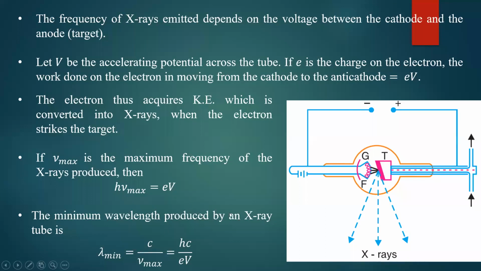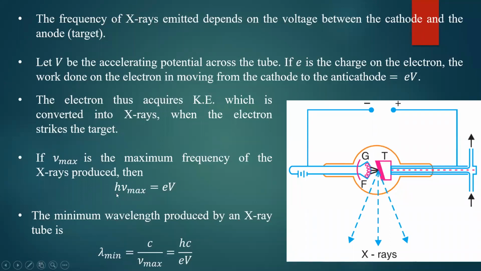The minimum wavelength of the X-ray produced is given by lambda minimum equal to c by nu max, which is equal to hc by eV. If you substitute for nu max, that is equal to eV by h, so nu max equals eV by h, you will get the minimum wavelength of the X-ray produced, lambda minimum equal to hc by eV. Where V is the potential applied, e is the charge of the electron, h is Planck's constant, and c is the velocity of electromagnetic radiation, which is the velocity of light. So both things you have to remember.